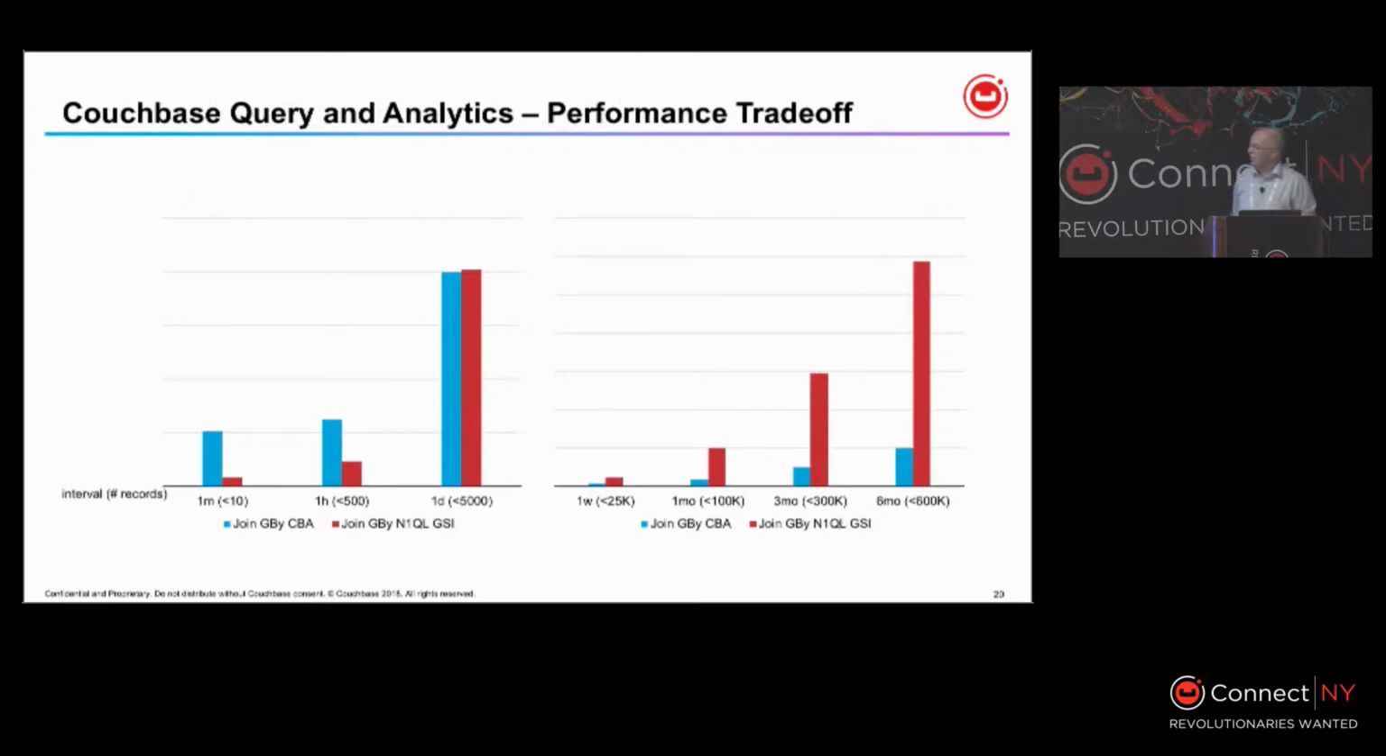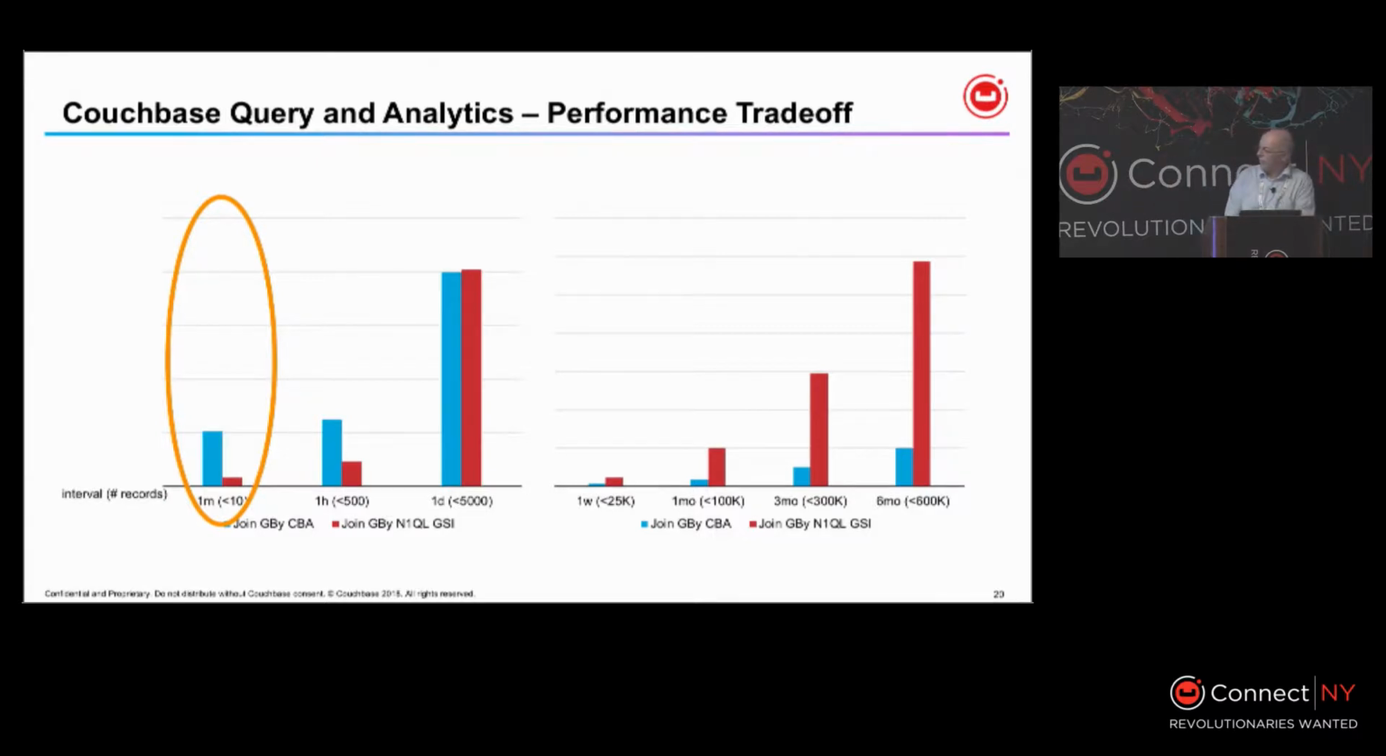If you look at it from left to right, we have the interval for 1 minute, which in this example was about 10 objects, then 1 hour, which was 500 objects, then 1 day, which was 5,000 objects, 1 week, which was 25,000 objects, up to 6 months, which was 600,000 objects. That kind of qualified there.